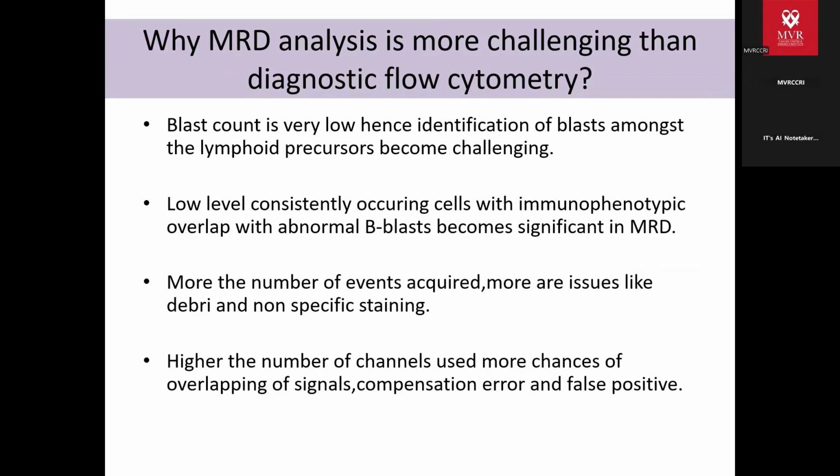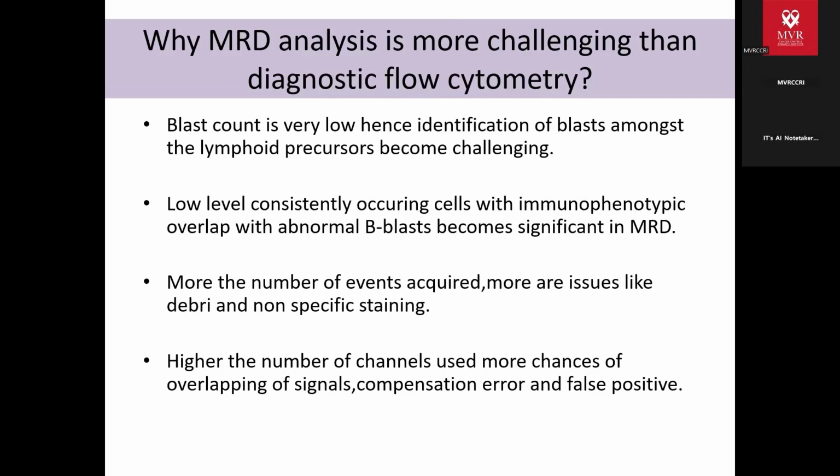Then normally in a marrow we have some normal populations like plasmacytoid dendritic cells or mesenchymal stem cells, at 1 or 0.5 percent, which are normally not significant in a diagnostic marrow. But in an MRD, where we are trying to find 0.1% or 0.01% of blasts, all these normal populations, which show expression similar to an abnormal blast, start becoming significant. That is another challenge.